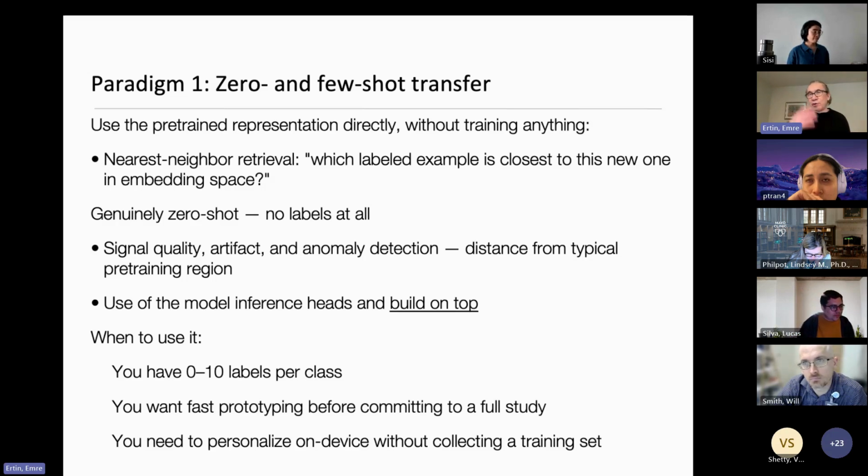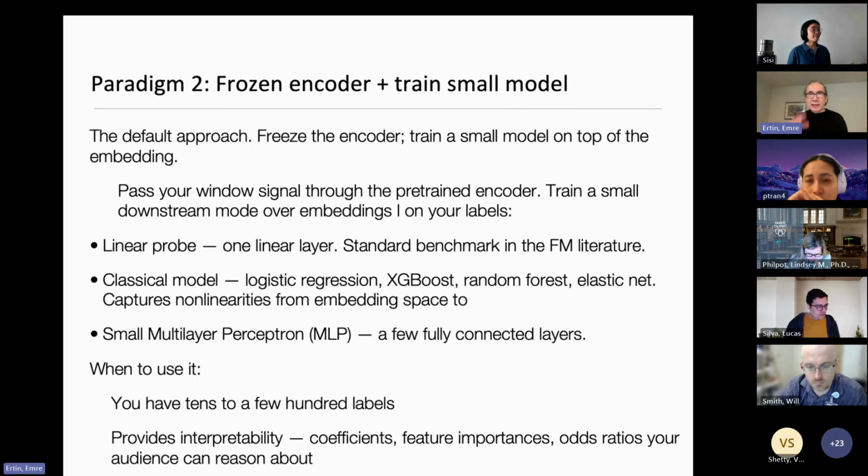And when we need to personalize a new device without collecting a new training set. Paradigm 2, which is the default approach. They give us the encoder. I train a small model on top of the embedding. They give me features. I do even my classical statistical inference on top of those. So we pass each window of my signal through this encoder. I get a vector, and I use that vector to make my inference.